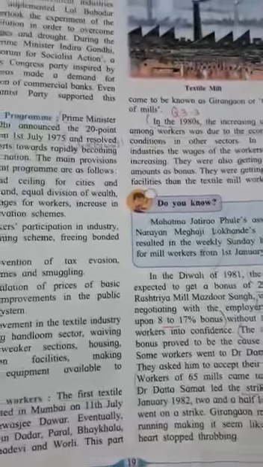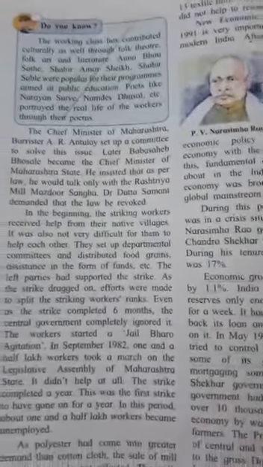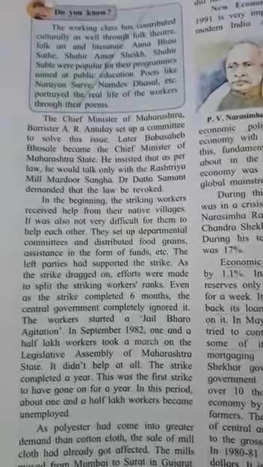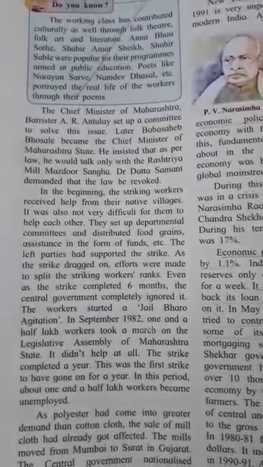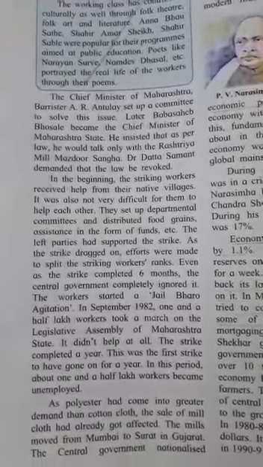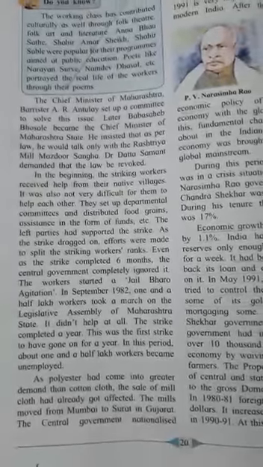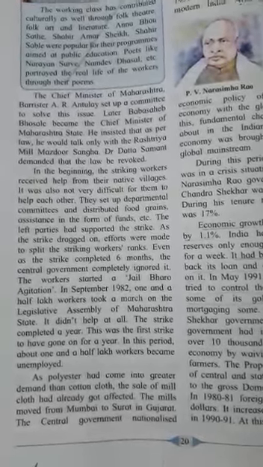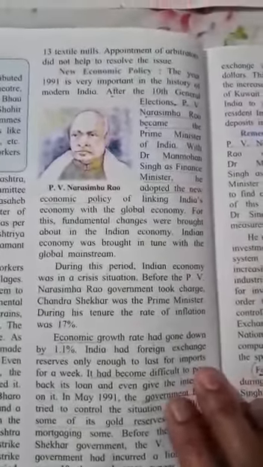Okay, and after the strike they had many problems, and to solve the problems many leaders were made. Many leaders were made in Maharashtra and all over the world in the textile mills. At that time polyester and cotton were famous in India. Then the new economic policy.